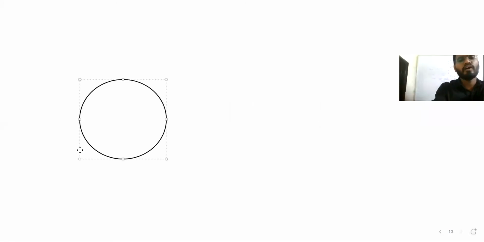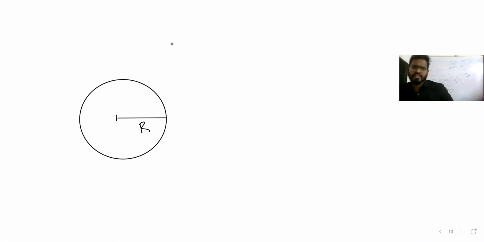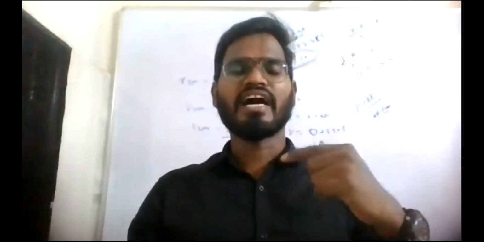Fine. Now the next question. A particle is running in a circular path of radius r, then find distance and displacement. Complete circle. What is the distance, and what is the displacement?